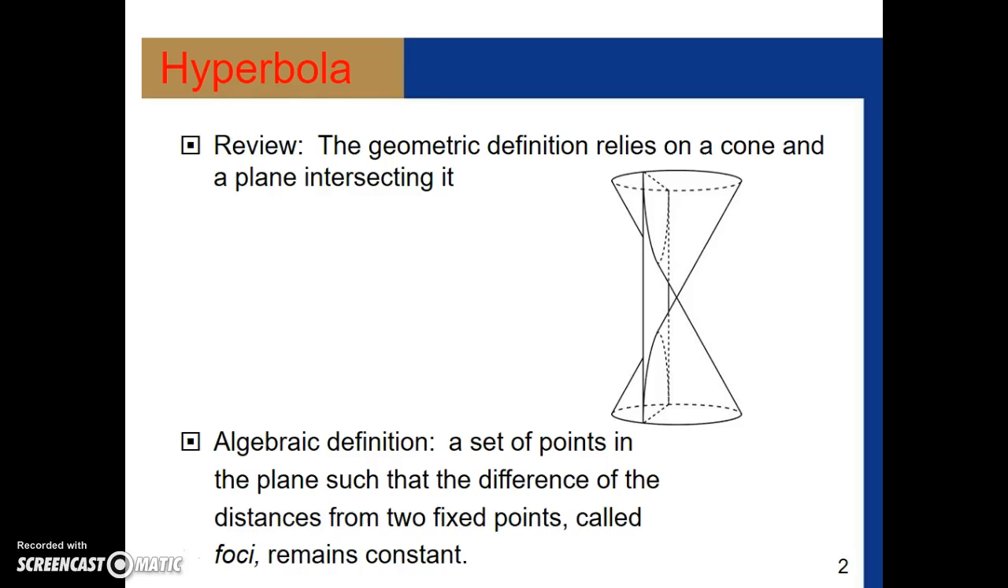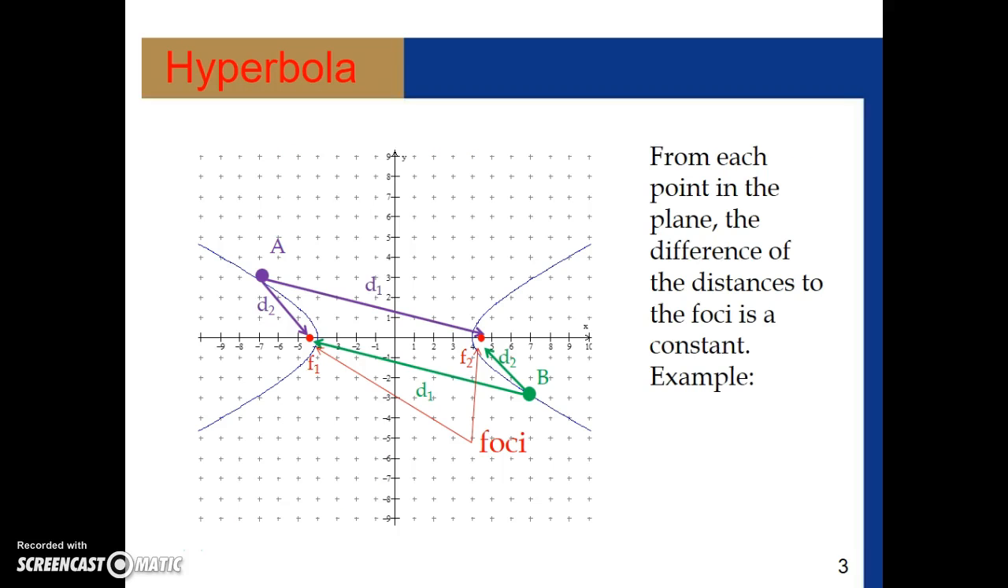The algebraic definition: it's a set of points in the plane such that the difference of the distances from the two fixed points, called the foci, remains a constant. Remember, in ellipses, it was the sum of those distances. Now it is the difference in those distances, and you can see that here. So for any two arbitrary points on the surface of the hyperbola, the difference in those distances will remain constant, and we do indeed call that constant c.